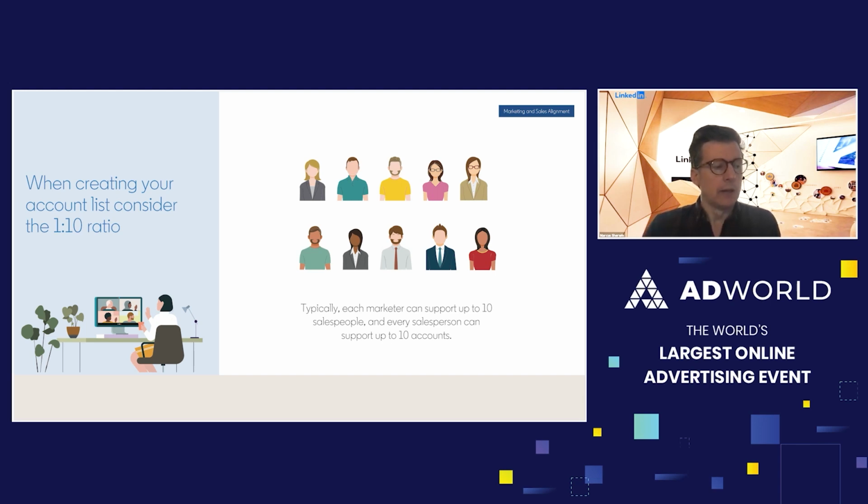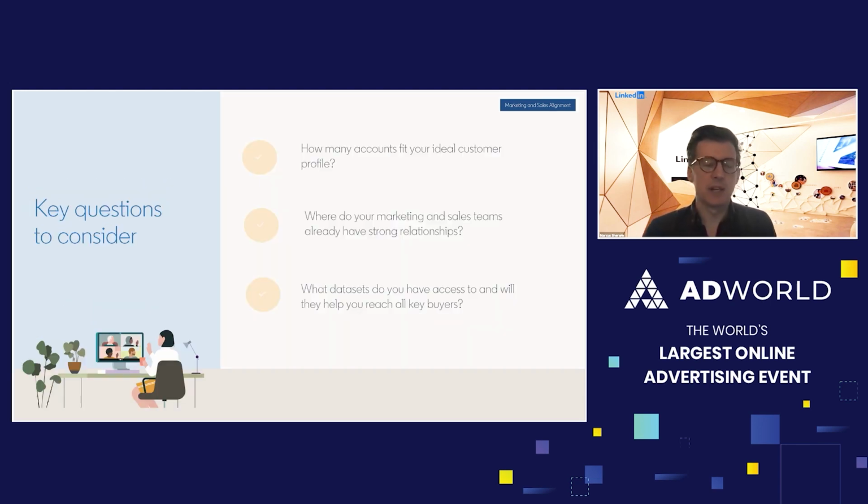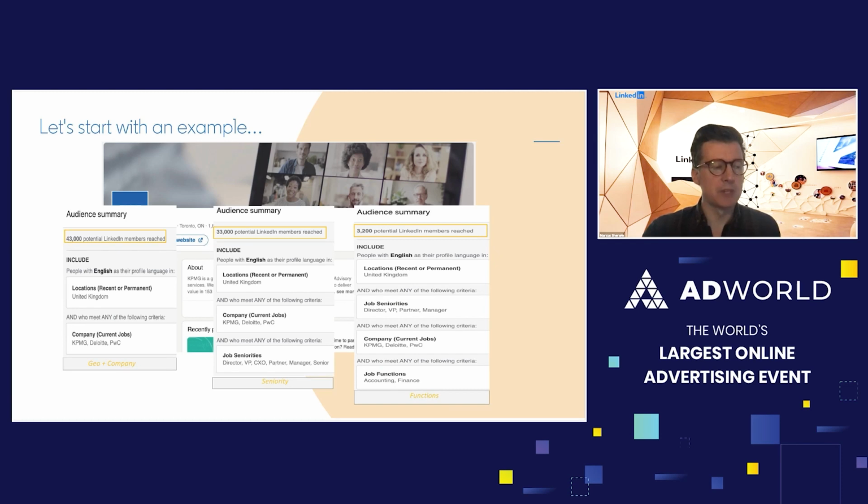These are key questions to consider when you're starting your ABM strategy. How many accounts fit your ideal customer profile? Where do your marketing and sales teams already have a strong relationship? And what data sets do you have access to, and will they help you reach all key buyers? Now that we have that, let's start with an example that we see here.